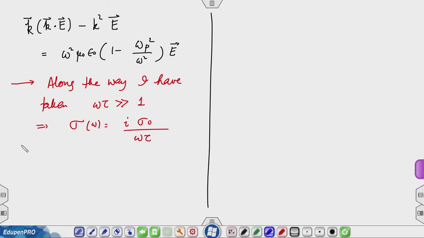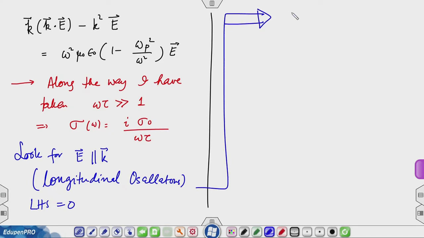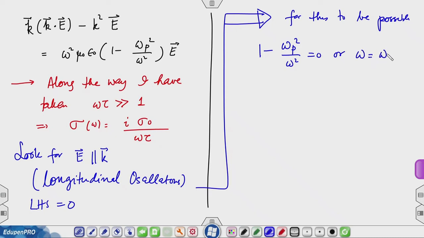Now, look for solutions E that is parallel to k. If I am looking for E which is parallel to k, that means I am looking at longitudinal oscillations. k is in the same direction as the displacement. Then the left hand side is 0. Why? Because k and E are parallel, so k square E comes on the left on both the terms. And this implies that for this to be possible, the left hand side is 0, the only term that can be 0 on the right hand side is this, or omega equals omega p.